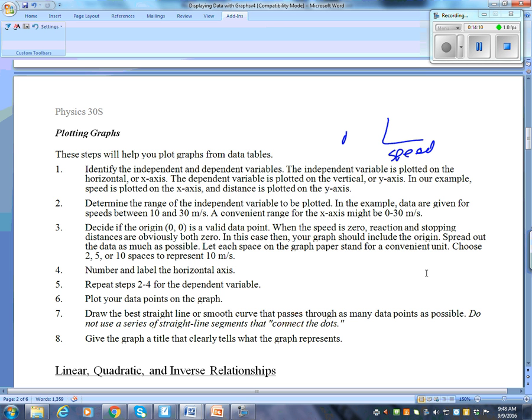Speed and distance. Independent is on the x, dependent is on the y. There are times when I'll reverse them, and I'll give you that reason why in a bit. But most of the time we do it that way.